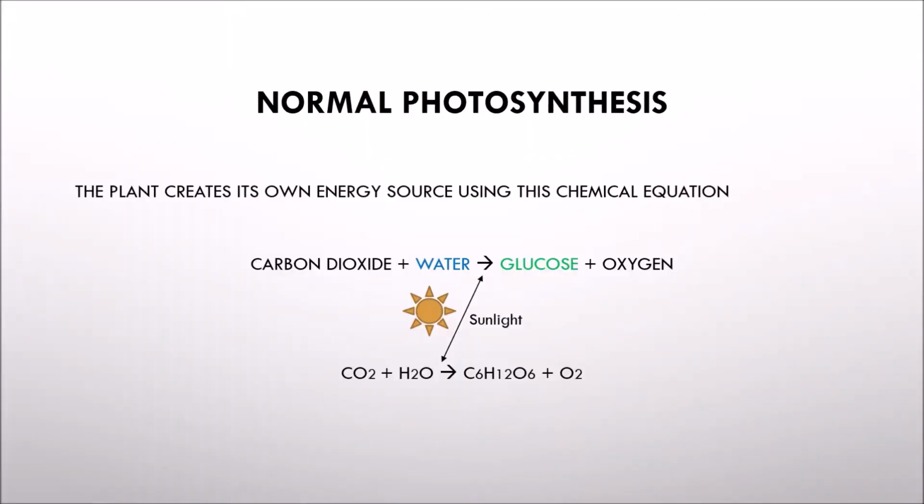Hi, I'm David, and I'm going to be telling you about something called artificial photosynthesis. What is artificial photosynthesis? Well, it's basically humans copying a plant's way of creating energy. And a plant creates its energy using regular photosynthesis, which is summarized in this chemical equation.